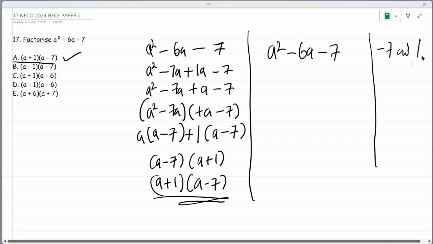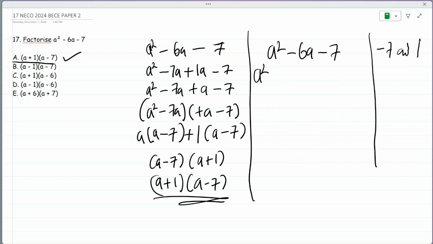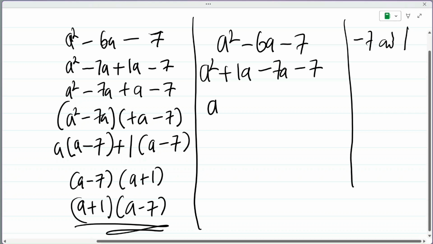So in the case that you put 1a first before minus 7a, would you still get the same answer? Let's try it. You have a squared, and in this case, you are taking plus 1a first, or plus a, then minus 7a behind, then minus 7. We group them in twos. We have a squared plus a in one bracket, then in the second bracket, minus 7a minus 7, close bracket.